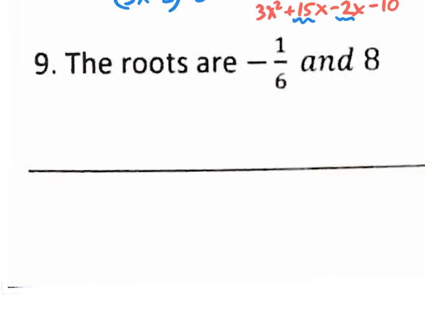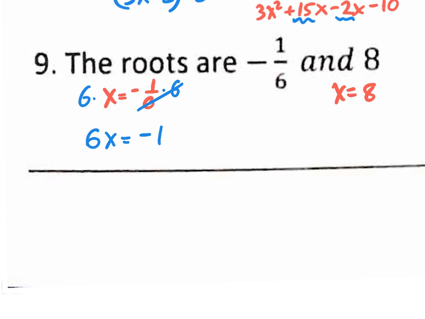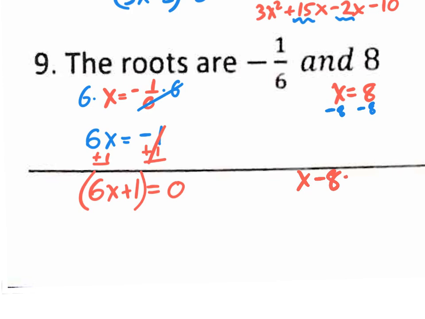Let's do this. So we have x equals negative 1/6, and we have x equals 8. So we're going to get rid of the fraction by multiplying both sides by 6. That'll cancel out. We will have 6x equaling negative 1. Now we're going to add 1 to both sides to set it equal to 0. That way we get our binomial, 6x plus 1. If you set that equal to 0, that will give you the answer, negative 1/6. And the other one, if you subtract 8 from both sides, you get the binomial x minus 8. If you set that equal to 0, that would give you the answer x equals 8.